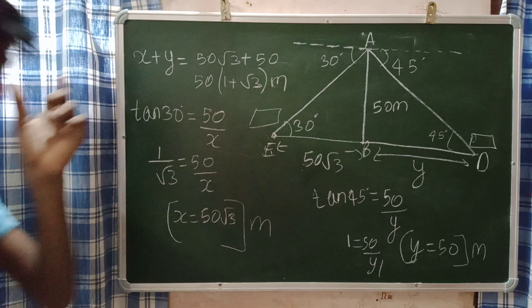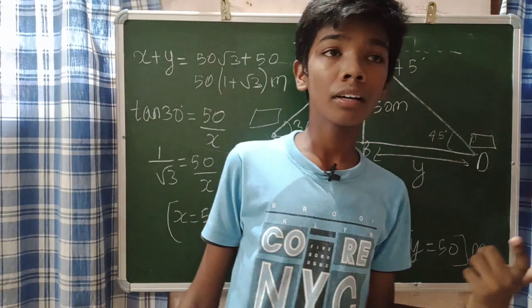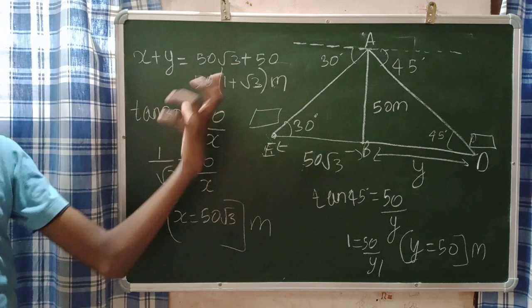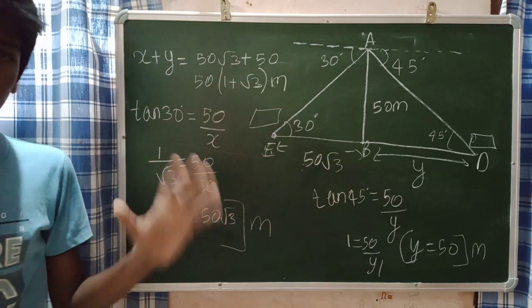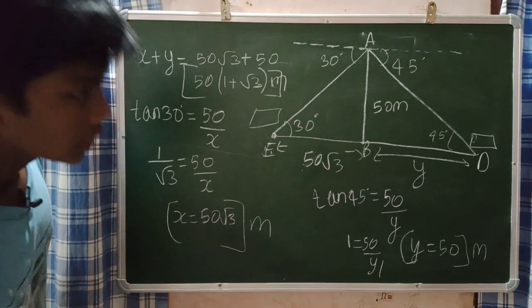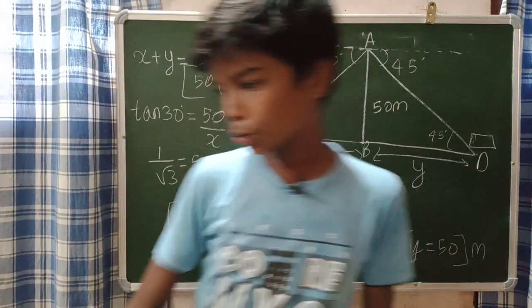Root 3 value you should know, 1.7 into 1.717, I think. Okay, so use the root 3 value, just solve it and you will be getting the answer in terms of meters only. So I will say this itself is the answer, 50 into (1 plus root 3) meters. That's all, guys. Let us move on to the next question.